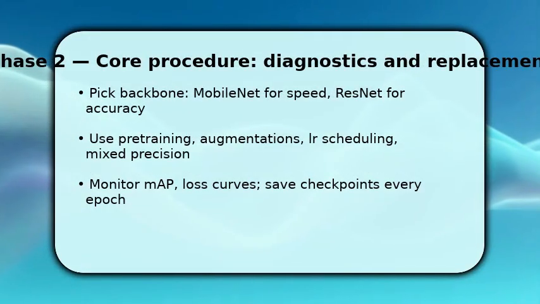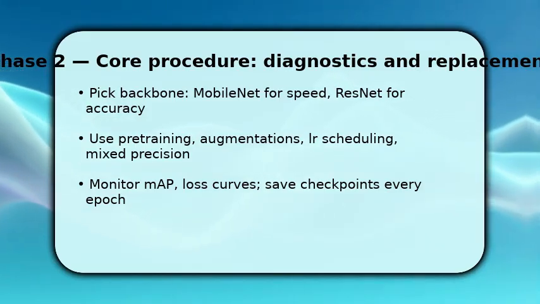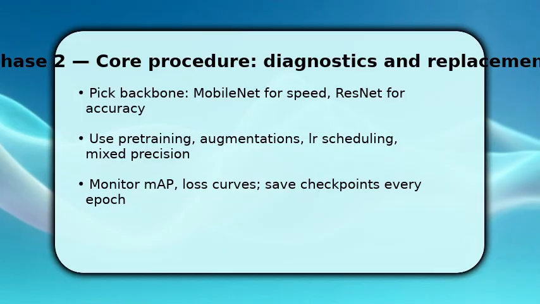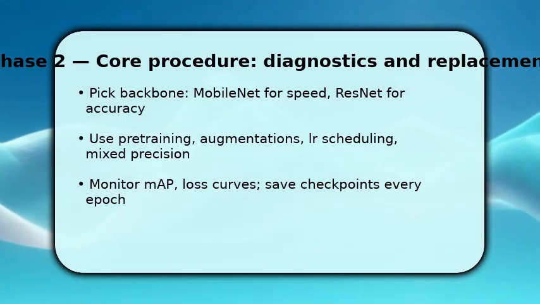You now set up training. Select a backbone and a detection head because the architecture trades off speed versus accuracy. Use a pre-trained backbone to converge faster and apply augmentations like random scale, flip, and color jitter to generalize. Implement learning rate scheduling and mixed precision to accelerate training.